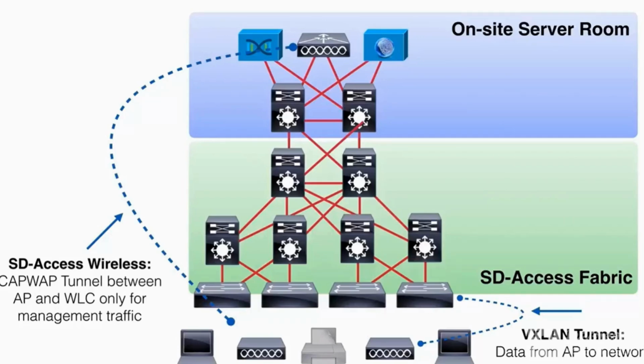For control plane traffic, we see that this is still carried back to the wireless LAN controller using CAPWAP, but this time it's CAPWAP encapsulated inside of a VXLAN tunnel. So that's still handled by the overlay network, and you still get the advantage of using the SD access fabric to carry the control plane traffic back to the controller.